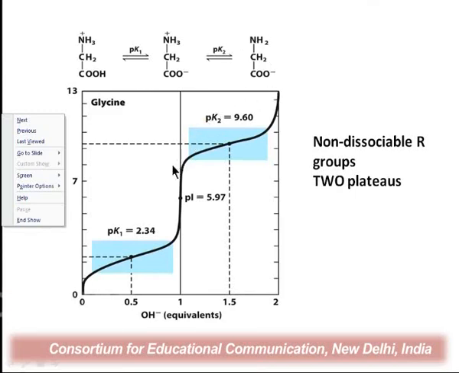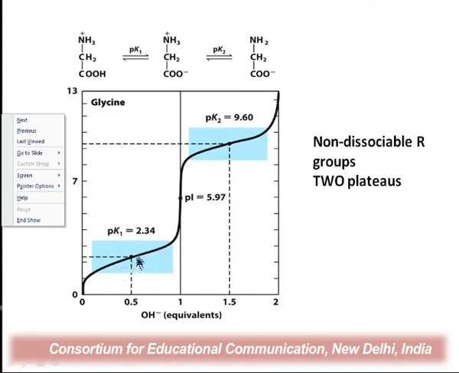So after becoming a zwitterion, as we keep on increasing the pH, this ammonium group undergoes deprotonation, and if we increase the pH further, at pH 13 only the anionic form of glycine will be present. That means we have only two plateaus or two inflection points in this titration because we do not have an ionizable side chain in it.